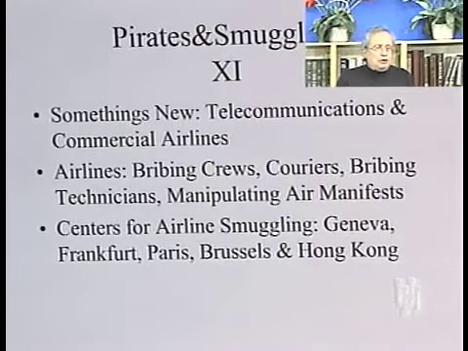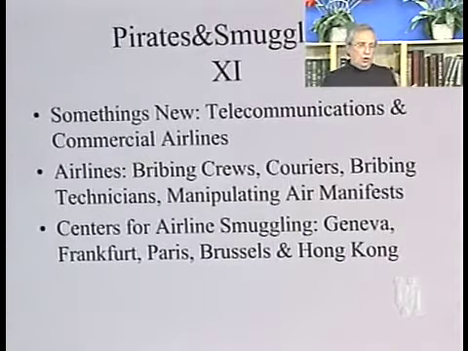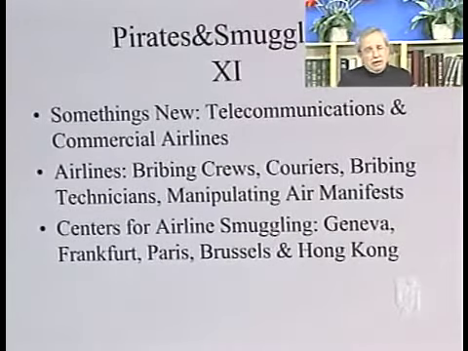Other than that, certain specialized factors. For example, Switzerland was a very important part of the gold trade, and therefore, not surprisingly, Geneva would become a significant center for the air shipment of smuggled gold.